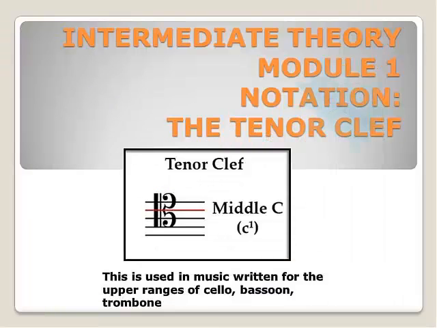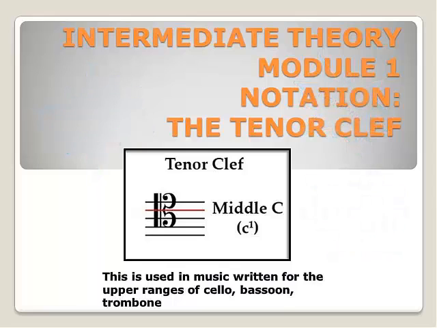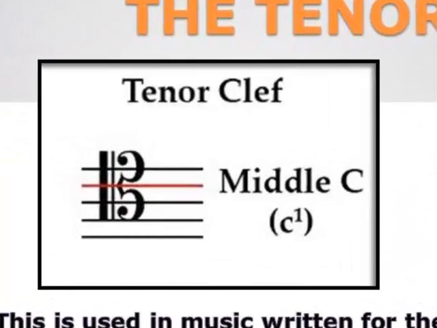The tenor clef is used in music that's written for the cello, bassoon, and trombone. Notice that the tenor clef and the alto clef are used by the cello. Middle C is on the fourth line of the tenor clef.